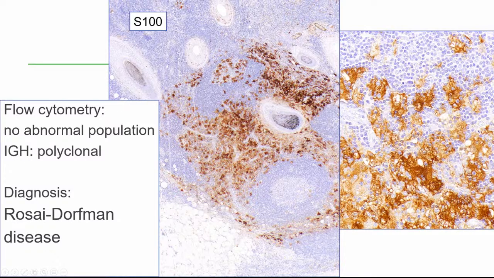And when you look with S100, those distinctive histiocytes are strongly positive. And if you look at higher power, you can see that if you focus on an individual histiocyte, there are negative lymphocytes within the cytoplasm of this single large histiocyte. So it's exactly the pattern that you want to see in Rosai-Dorfman disease. So this young child does not have lymphoma. He has Rosai-Dorfman disease, which would be much more common at his age than MALT lymphoma.